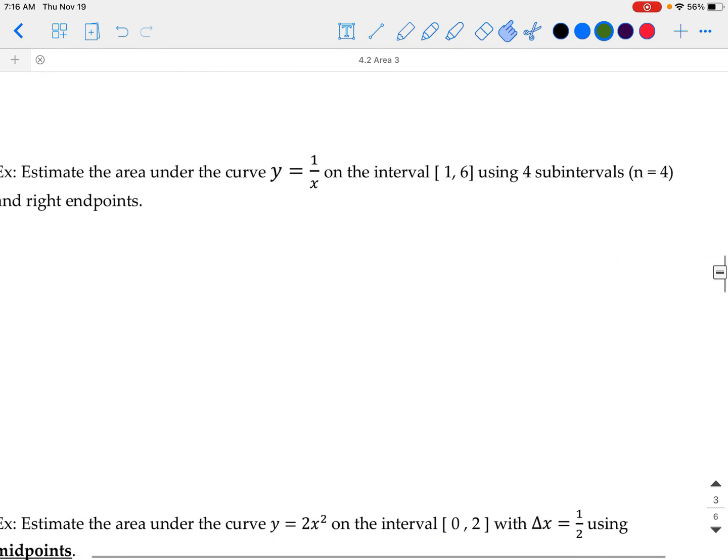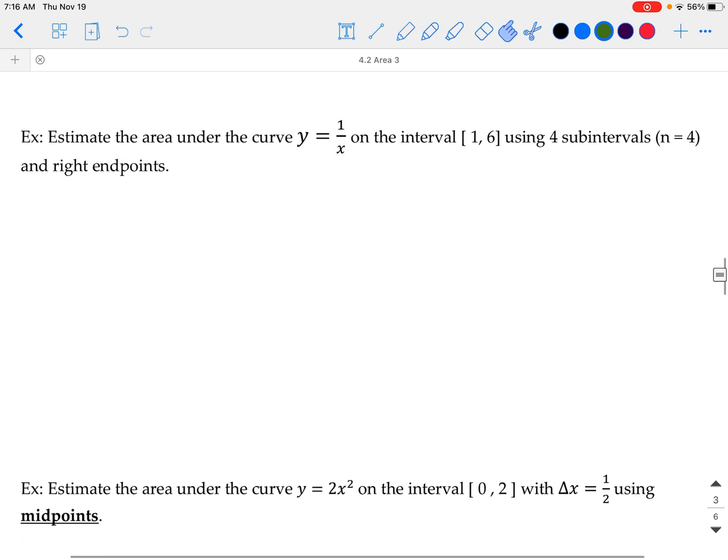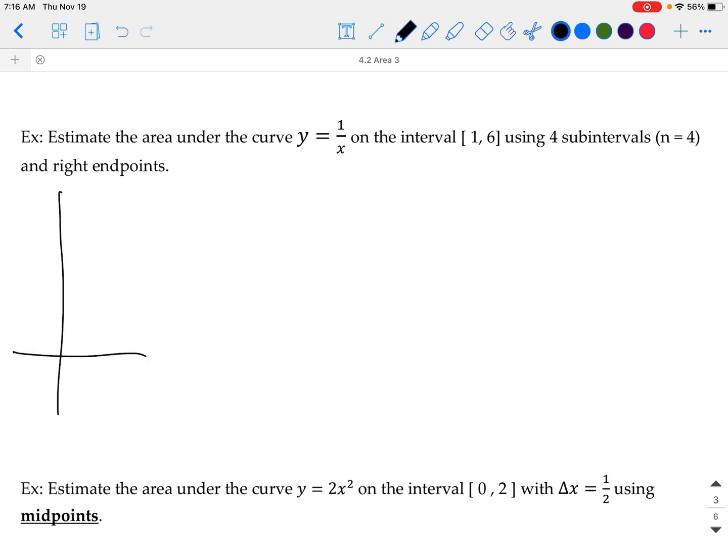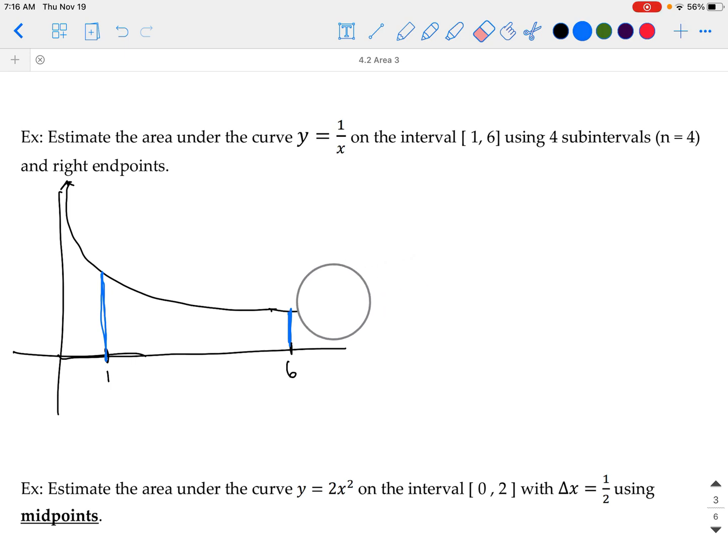Okay. So let's look at the second example. Now we're going to use right endpoints with the curve 1 over x. So again, I would highly recommend drawing a quick graph. So we're going to go from 1 to 6. And now we know that 1 over x is going to be this decreasing function. And we can kind of maybe cut it off here. So it's exactly between those two values, and so we don't need the remaining portion, but we do need to split it into 4 subintervals.